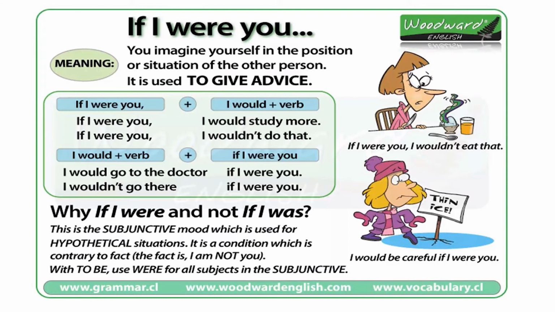So, why if I were, but not if I was? You know that with the subject I, we use was, but not in this structure. In this structure, we use only were with all the subjects. Why? Because it is a hypothetical situation and it cannot happen. You can't be in the place of another person. That's why we say if I were you.